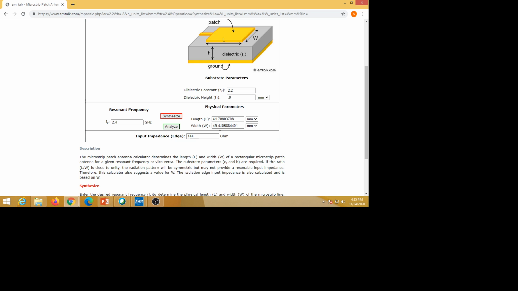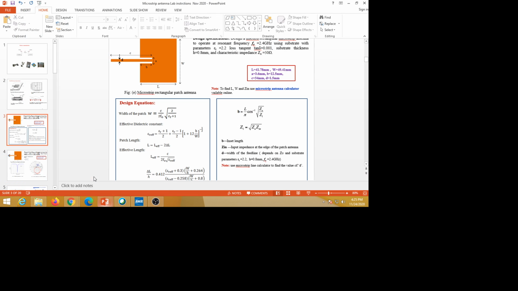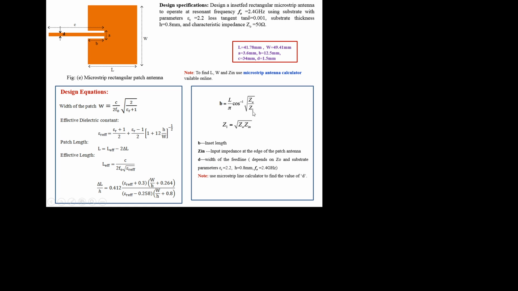Okay, this is the length and this is the width. So you can use this online calculator to get the values of L and W, and also Zin, that is 144 ohms, the impedance at the edge of this patch antenna. We have to use that to calculate the value of Z1, which you substitute here. The length and width you can compute using these equations, and in the examination we have to write these equations, but you can verify using the online calculator.